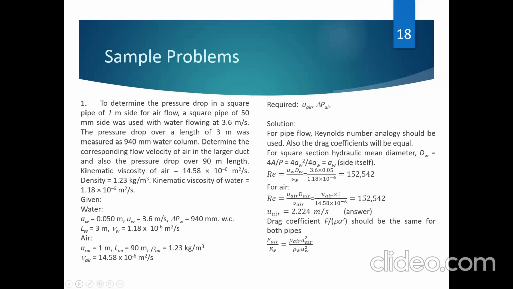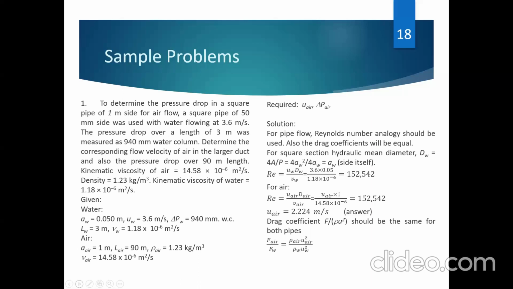For air, so Reynolds number is U air times D air over V air, which is U air times 1 over 14.58 times 10⁻⁶. Equate mo siya sa 152,542. So U of air is 2.224 meters per second. So this is your answer for the first required.